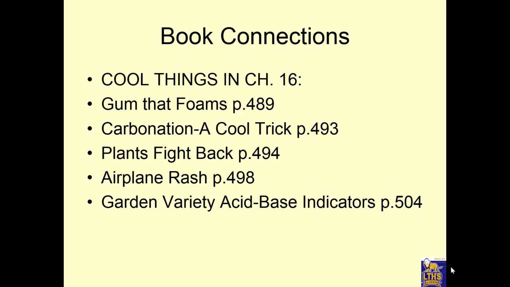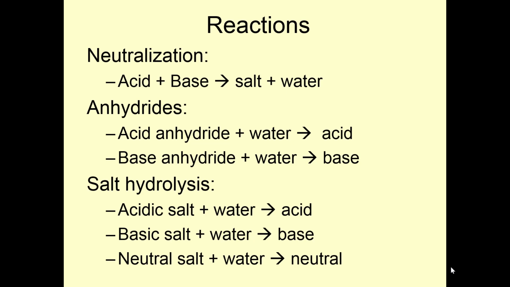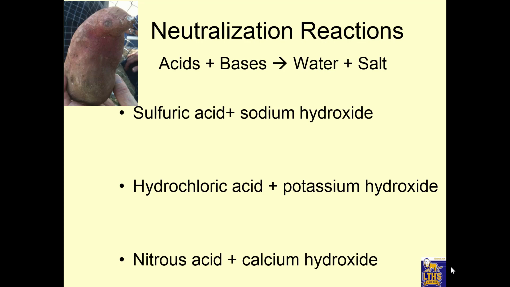In your book, you get to see some cool things. In Chapter 16, you might find interesting, so I recommend reading that. So, the three types of reactions we're going to talk about are neutralization, anhydrides, and salt hydrolysis. So here's the basic idea of what goes on when these things react. And so these are some of the reactions acids and bases can do, or ways to form acids and bases.